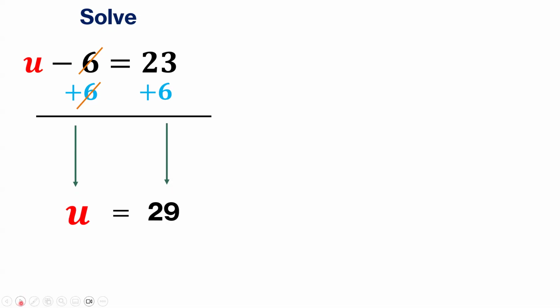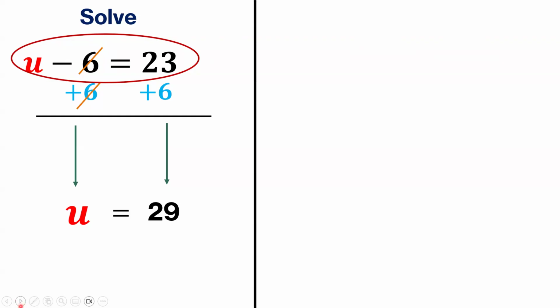As we did in the previous example, to check your answer, I will substitute, instead of the u, I will replace it by 29, and then check that 29 minus 6 will give you 23, which is true. So now I know that my answer is correct.